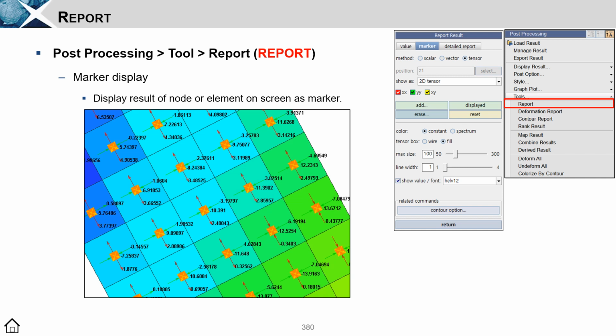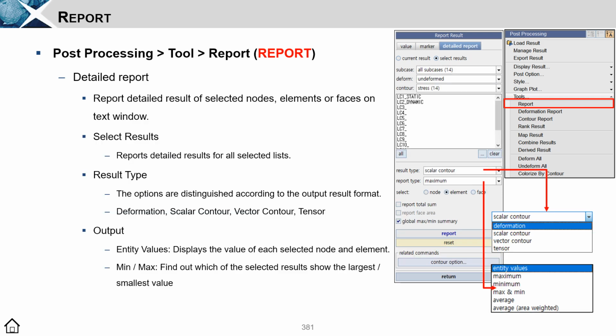Marker display method displays various markers in the results of the selected node or element in scalar, vector, or tensor format. The detail report method reports the results of the selected node, element, and face in detail in text format. The result type reports the results of the deformation, scalar contour, vector contour, and tensor according to the output result format.